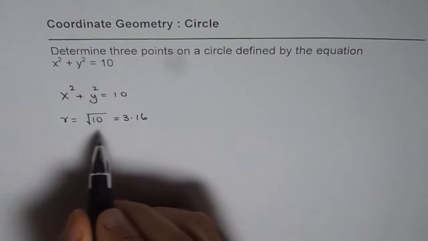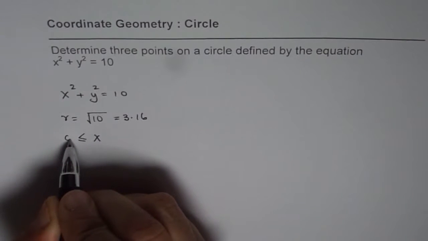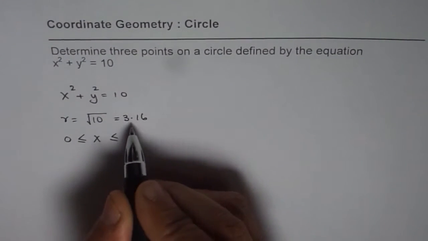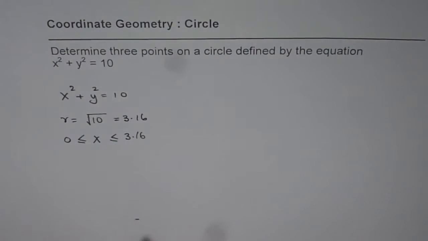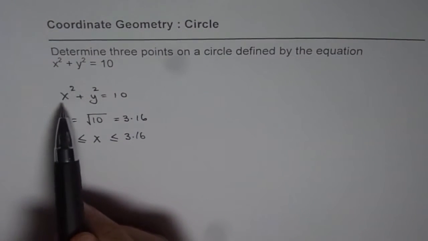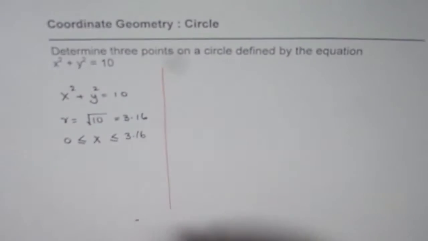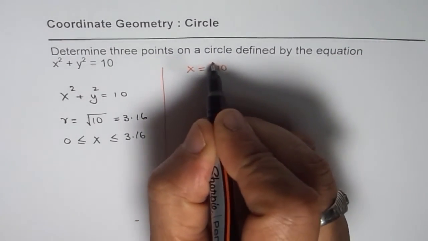So what I'm trying to say is that the point x should be less than 3.16. You could take square root of 10 also as a point, right? So now let us take a few points for x and find y points. Just as I said, let me take x equals square root of 10 to begin with.